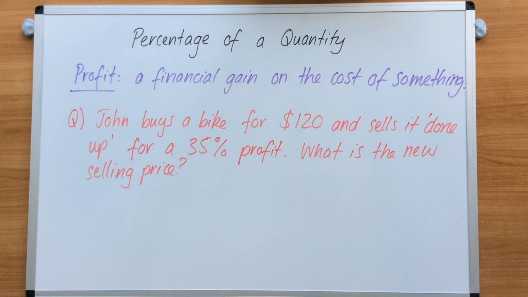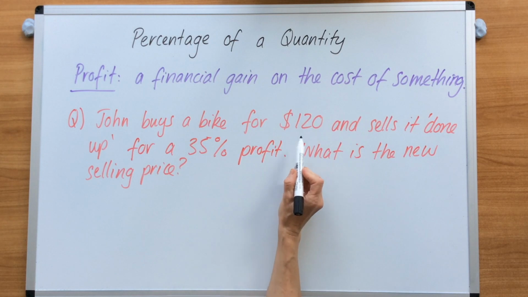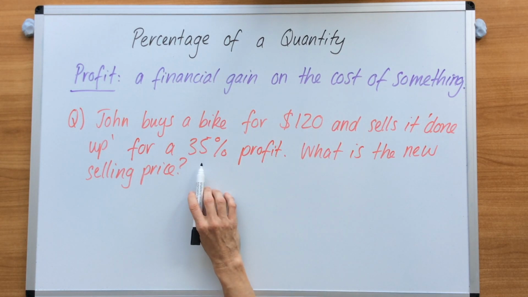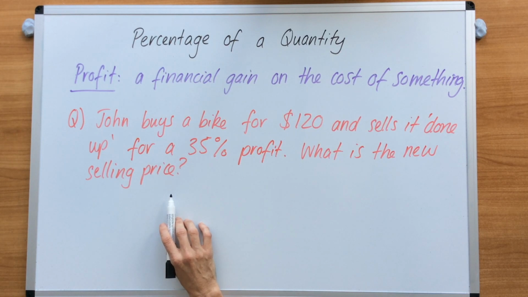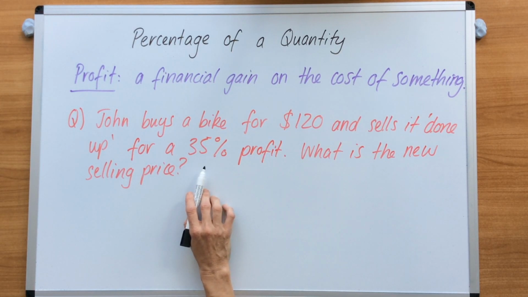Okay? So we're going to take an example here. Let's pretend that John has gone to Gumtree. Okay? So John buys a bike for $120 and sells it done up for a 35% profit. So he's going to improve it, make it look better, and sell it. What is the new selling price? So we know that's what he bought it for. He's going to make a profit of 35%. So what is that new selling price? All right. So profit is an increase. We're going to increase $120 by 35.